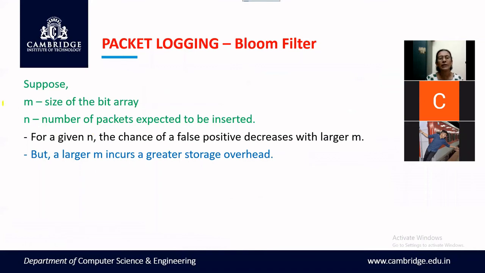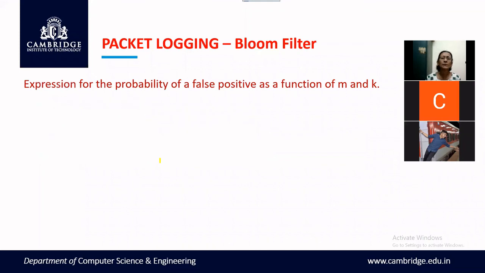Suppose the size of the bit array is m, and you are expecting that n packets would be set. For a given n, the chance of a false positive decreases if you have a large m value. That is the size of the bit array. If it is very large, then false positives can be avoided. But a large m again incurs a greater storage overhead.